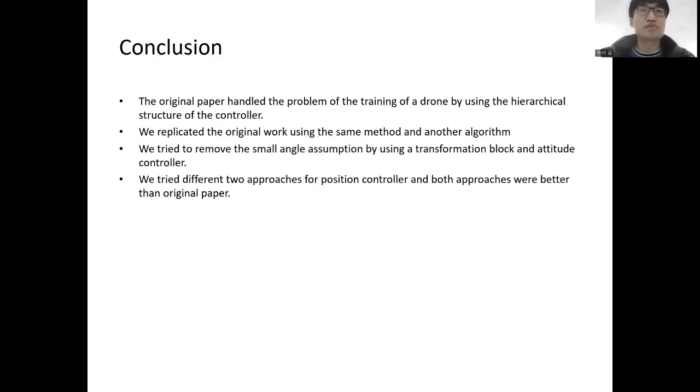The original paper handled the problem of training a drone by using the hierarchical structure of the controller. We replicate the original work using the same method and another algorithm. We try to remove the small angle assumption by using a transformation block and attitude controller. We tried two different approaches for the position controller, and both approaches were better than the original paper.